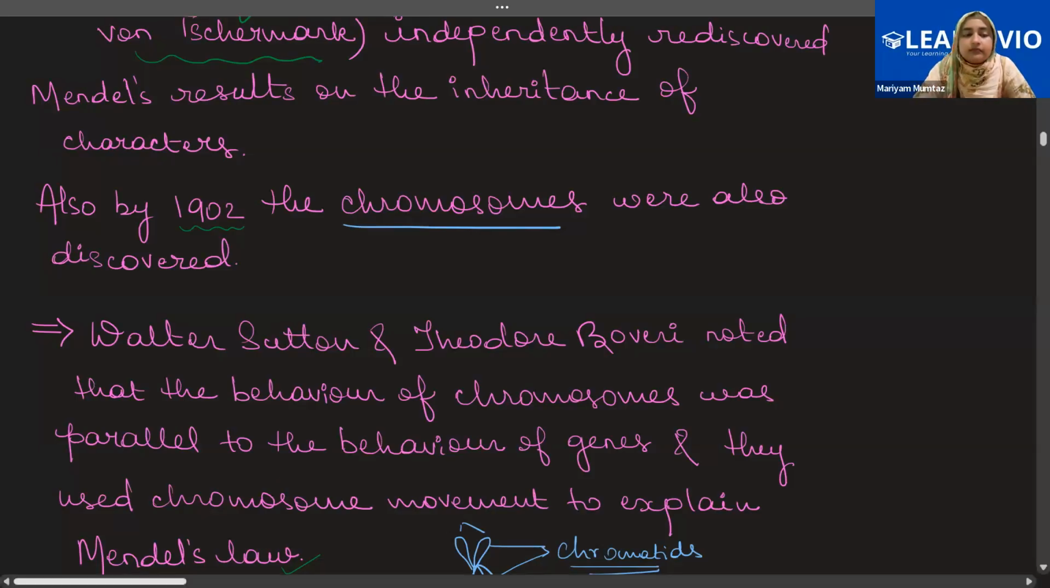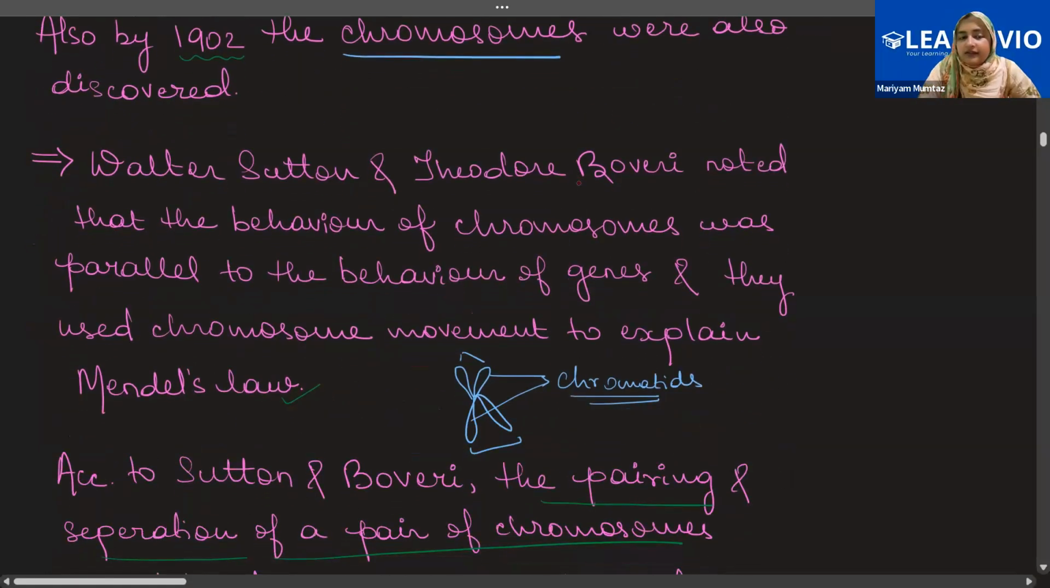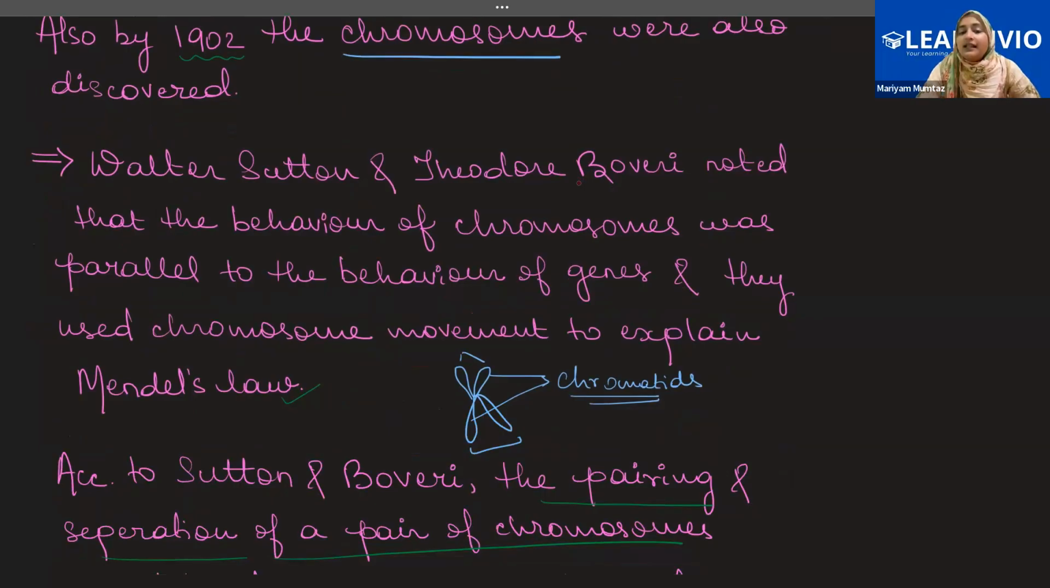Okay. So, by 1902, the chromosomes were also discovered. Walter Sutton and Theodore Boveri were the two scientists that actually studied the pattern or the behavior of the chromosome. They said that however the chromosomes behave, that is how the behavior of genes work.